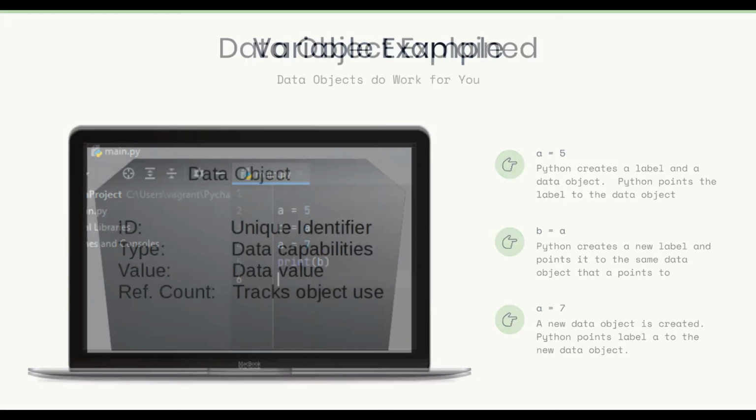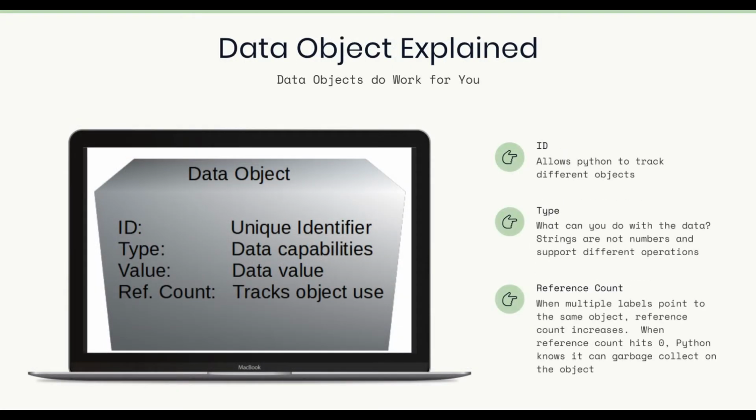Let's move on. So the data object explained. Data objects are doing work for you that you might otherwise need to worry about in more or different languages, such as C. In C, you're not going to have the concept of a data object unless you build a data object. So let's talk about these attributes of the data object.